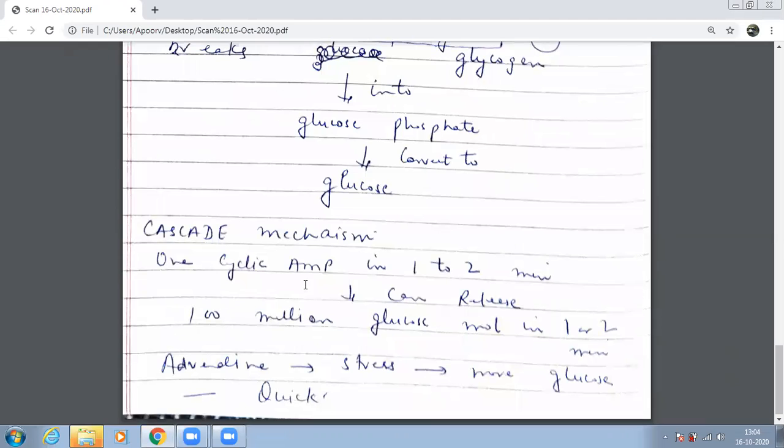Cascade mechanism: one cyclic AMP, in 1 to 2 minutes, can release 100 million glucose molecules. So adrenaline is a stress hormone. Immediately more glucose is released. That is why it is known as a quick acting hormone.